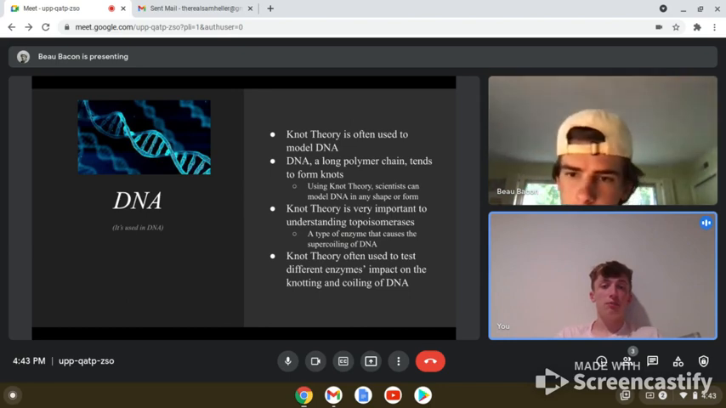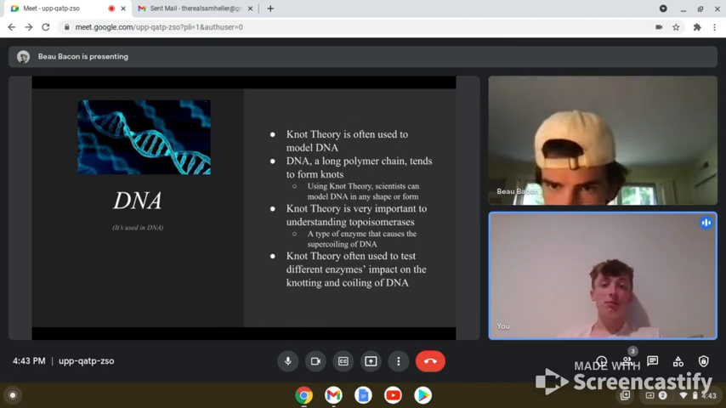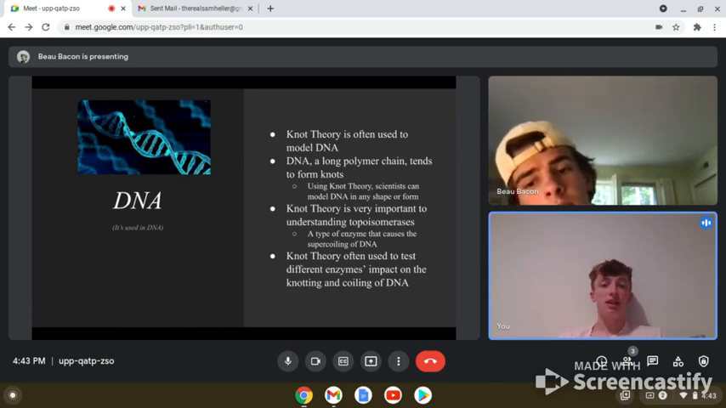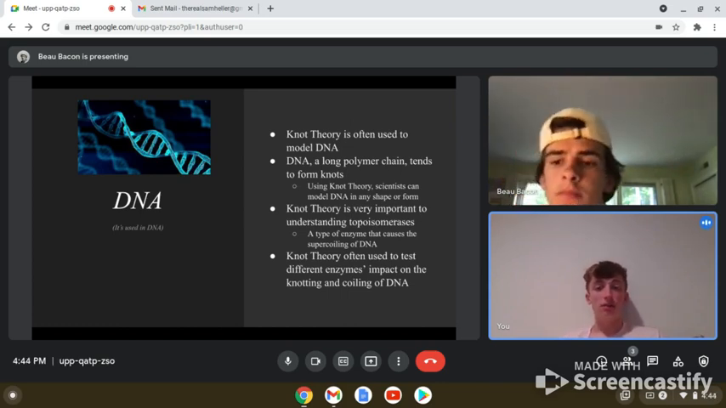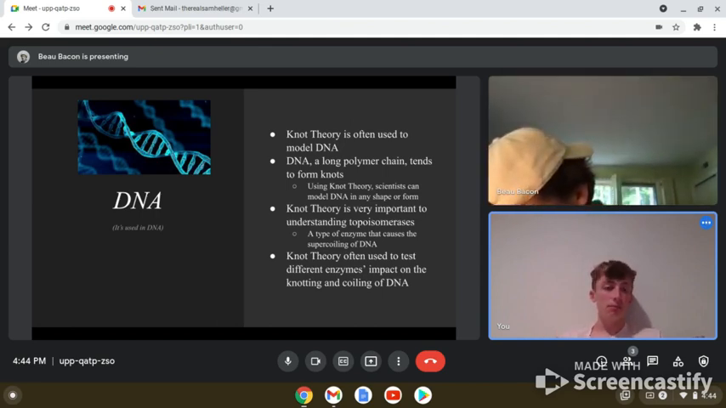Furthermore, it's very important to understanding topoisomerases. I believe I'm saying that right, but those are a type of enzyme that causes the supercoiling of DNA, which means it's really coiled up. And in total, knot theory is often used to test different enzymes' impact on the knotting and coiling of DNA. So it's been very prevalent in the modern science world, if you know what I mean.